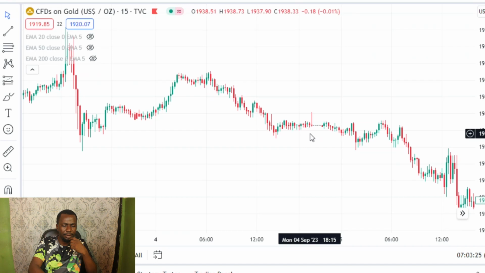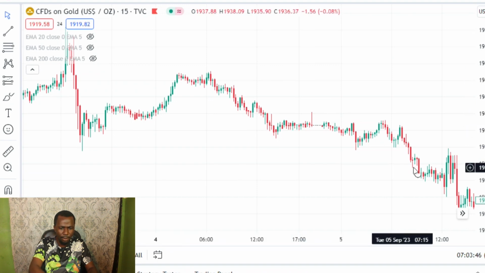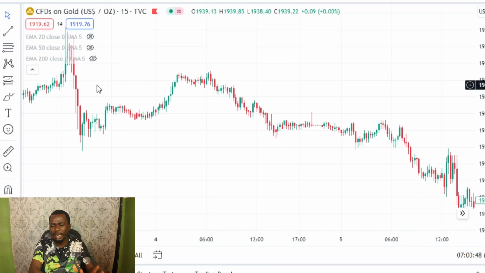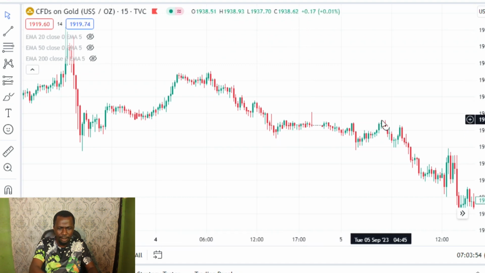Now when you look clearly, you see that the market is clearly in a downtrend, right? You can see it now. This is a downtrend. These are the highs, these are the lows. This is the lower low, lower high, lower low, lower high, lower low, lower high. So the market is clearly in a downtrend, making lower lows and lower highs. So what do you do?